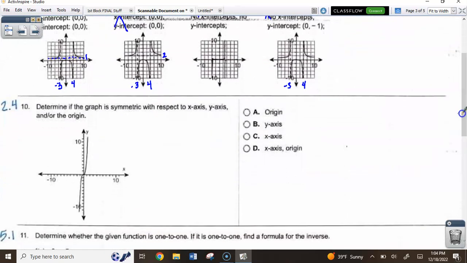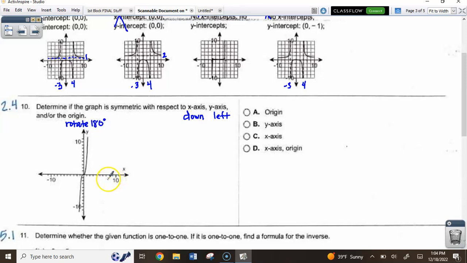Number 10, determine if the graph is symmetric with respect to the x, the y, or the origin. The x means can you flip down and it match. The y means can you flip left and it match. The origin means can you rotate 180 and it match. I mean, it's as simple as that.